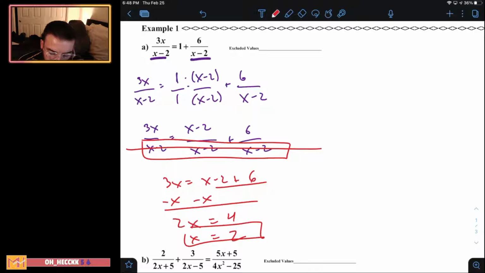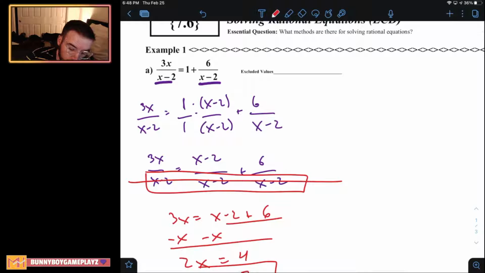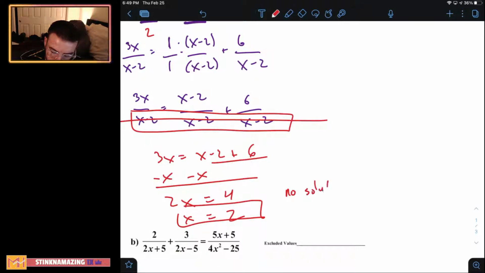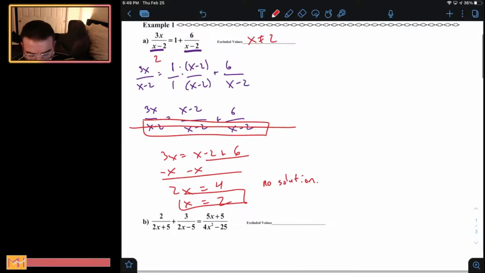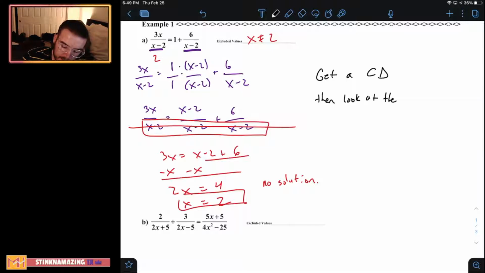Just like the previous problems, we have to check for extraneous solutions or excluded values. And oh, look at that. 2 is excluded. So our very first problem here has no solution. So our strategy is get a common denominator, then look at the top half, so to speak, right? The top half of the fractions.